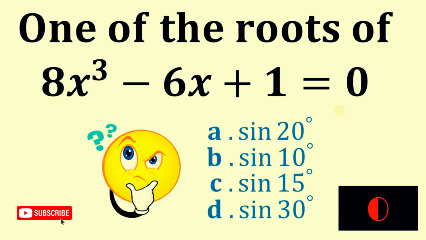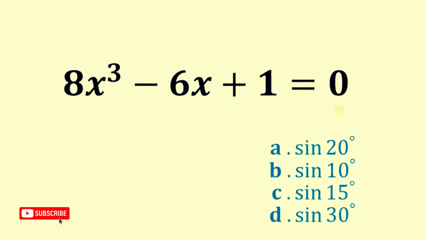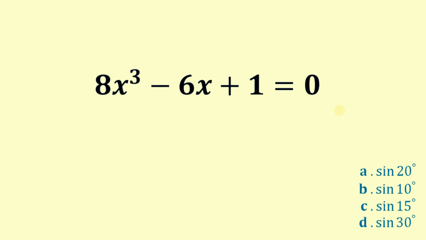Now, let's answer this question together. So, one of the roots of this equation, 8x cubed minus 6x plus 1 equals 0, is one of these choices: sine 20 degrees, sine 10 degrees, sine 15 degrees, or sine 30 degrees. Take note that one of the roots is one of these choices. Therefore, to get the answer, what we're going to do here is to replace this x by sine theta.